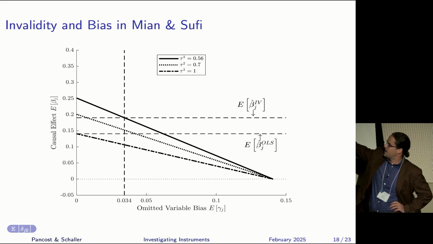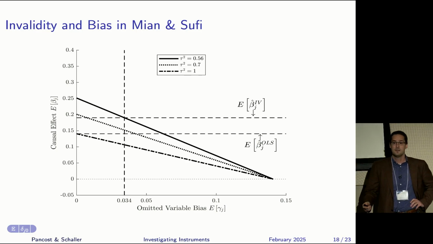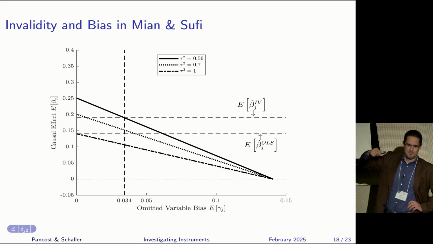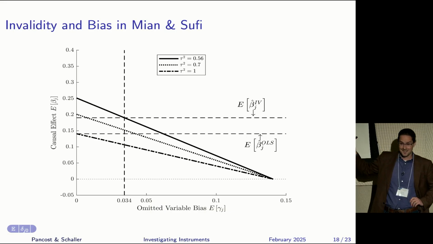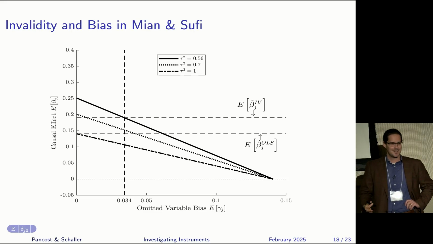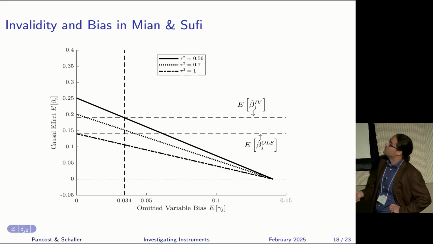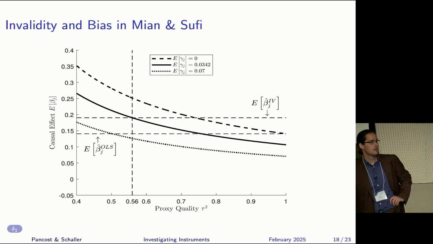Each of these lines is a different value of tau squared. This is for tau squared equals 1. Of course, if tau squared equals 1 and there's no omitted variable bias, then the OLS is consistent, is unbiased. So paradoxically, in this setting, ex post, more omitted variable bias makes their OLS better, not their IV.